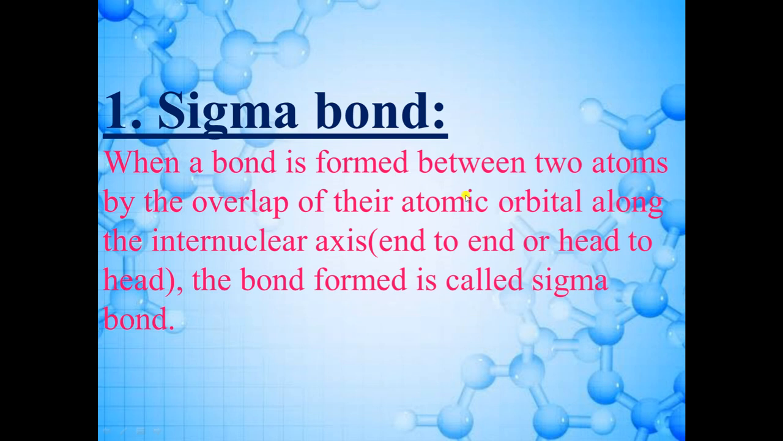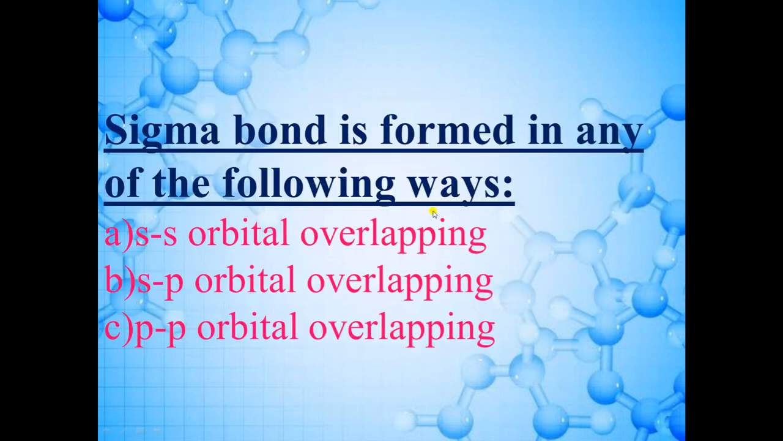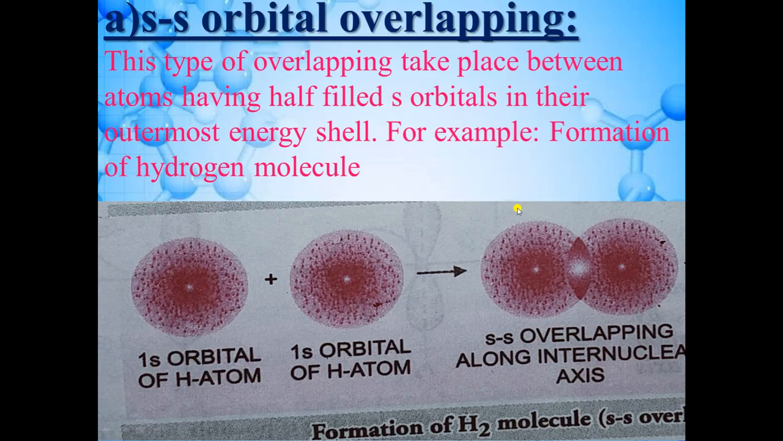Okay, we will understand this definition with the help of one example. A sigma bond is formed in any of the following ways. It can be from ss orbital overlapping, or sp orbital overlapping, or pp orbital overlapping. You will understand these three types in the coming examples. First we will study ss orbital overlapping. This type of overlapping takes place between atoms having half-filled s orbitals in their outermost energy shell.